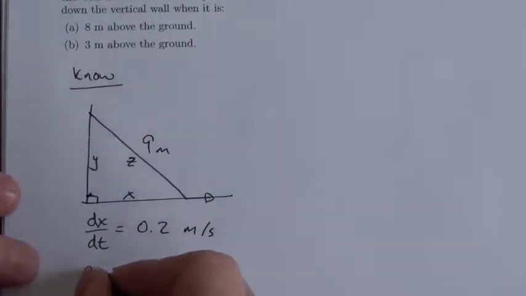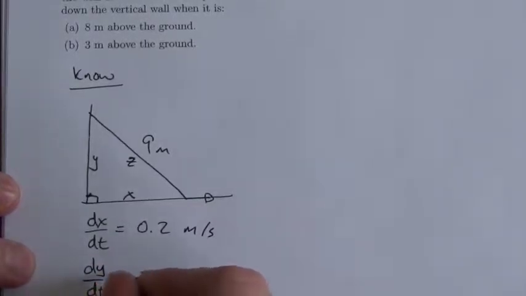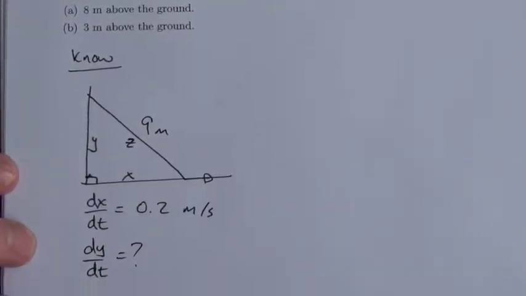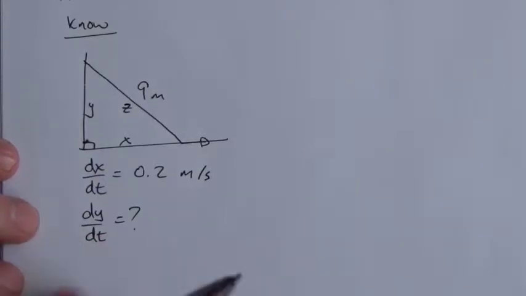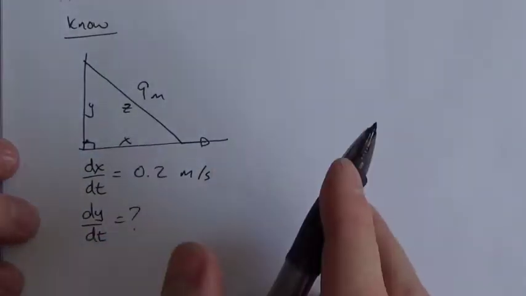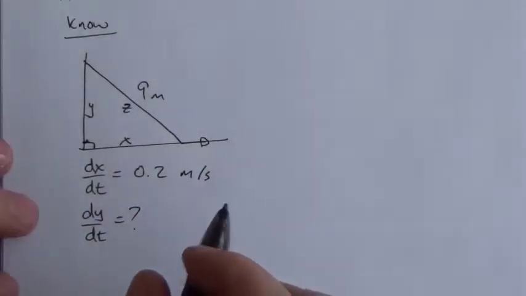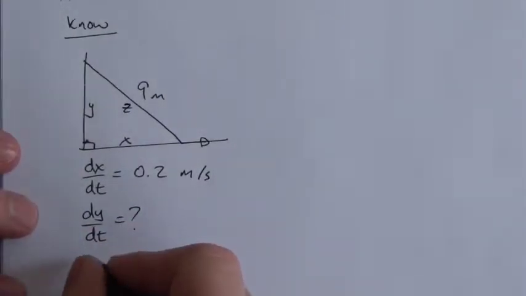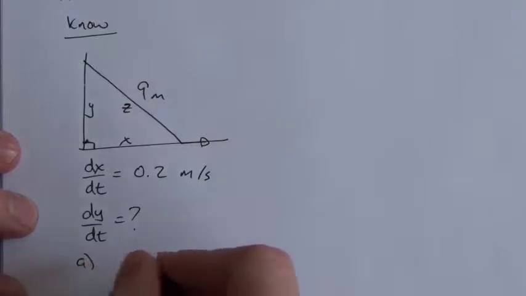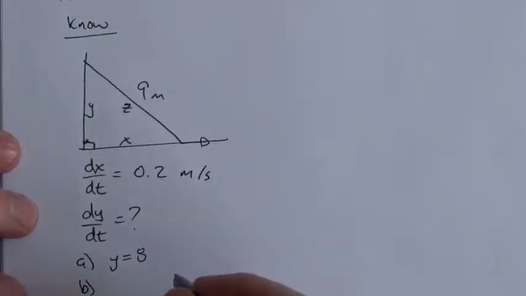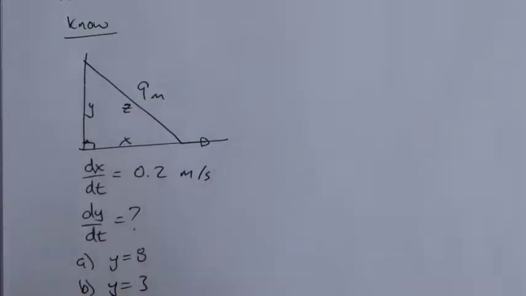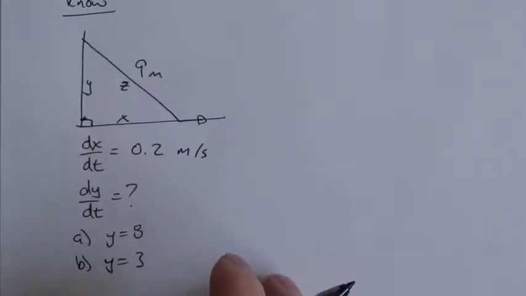I am interested in how fast dy by dt is changing, so that's my unknown here. And then I've got a couple situations here. Find the rate at which the top of the ladder moves down the vertical when it is, okay. So first of all, in our first scenario here, we know that y is going to equal 8. And in our second scenario here, y is going to equal 3. Okay, so there's our information here.